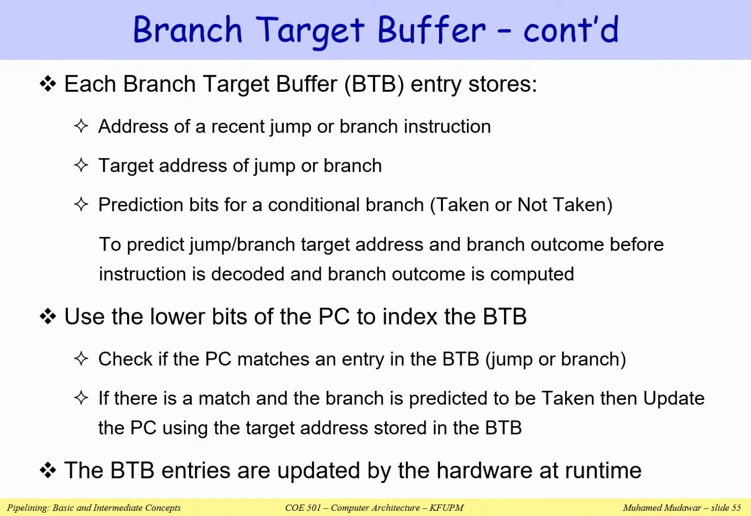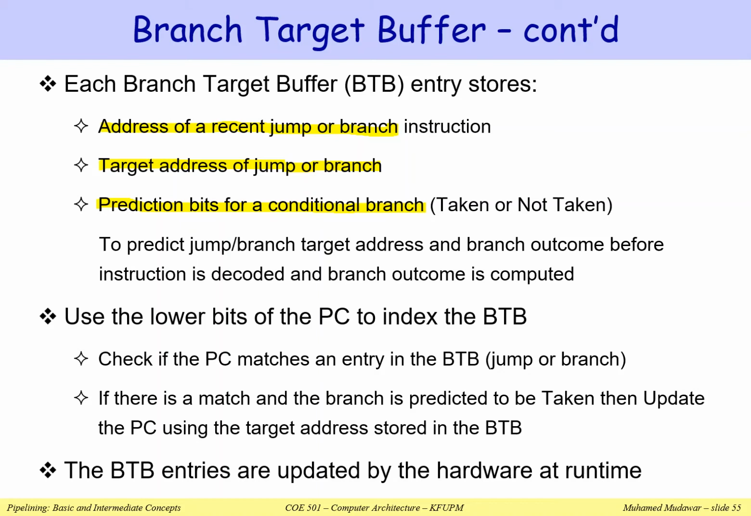This slide summarizes the branch target buffer that I described in the previous slide. So remember that the branch target buffer is a small cache where we are storing the addresses of the recent jump and branch instructions. These are used as tags, okay? They will be matched against the PC. We are storing the target address of the jump or the branch so that the jump or the branch can take place with 0 delay. Okay, we can update the program counter with 0 delay. We are also storing prediction bits. These are needed for conditional branches to predict if the branch is taken or not taken.